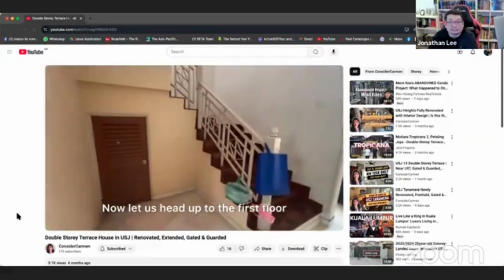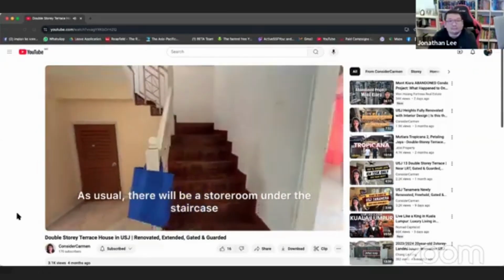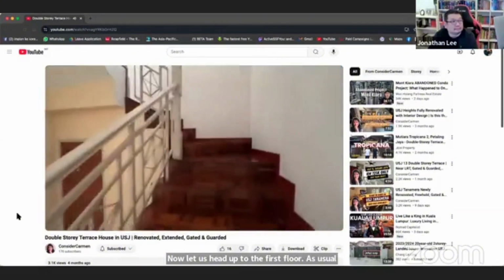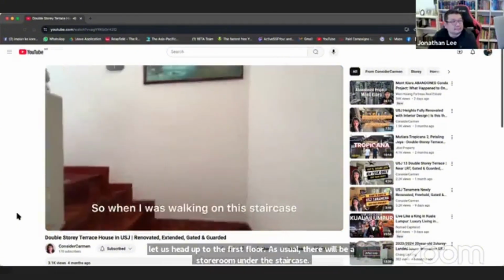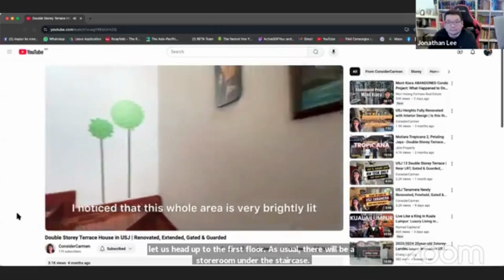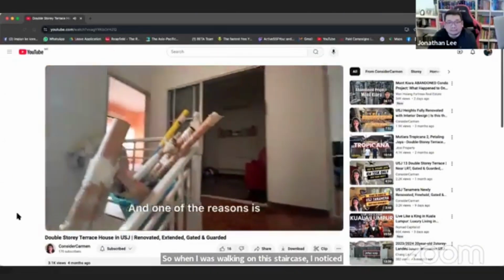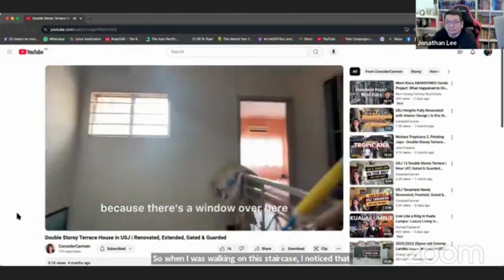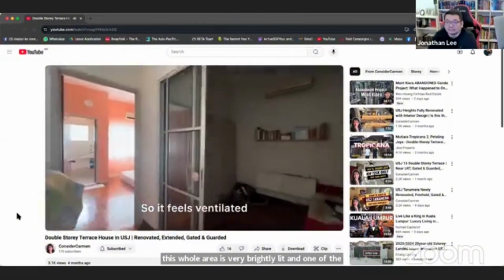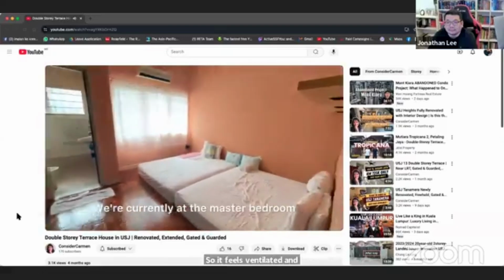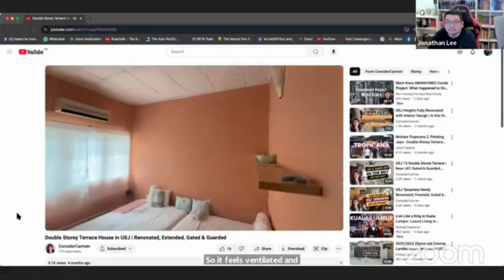Now let us head up to the first floor. As usual, there will be a storeroom under the staircase. So when I was walking on this staircase, I noticed that this whole area is very brightly lit. And one of the reasons is because there's a window over here. So it feels ventilated and there's a lot of natural light. We're currently at the master bedroom.